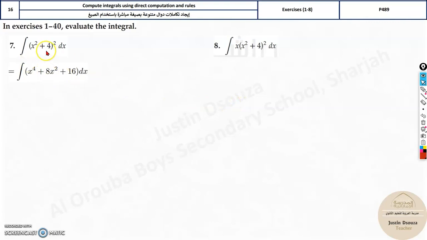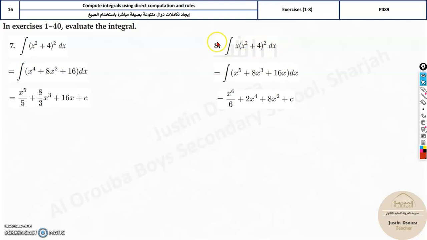So the last one, just now we did it. You need to use this. Now over here, expand this x squared and then multiply by x. That's the only difference, and you will get the answers.